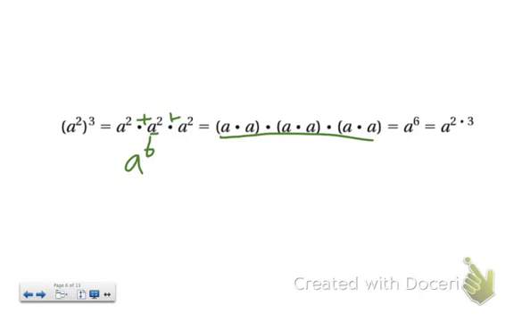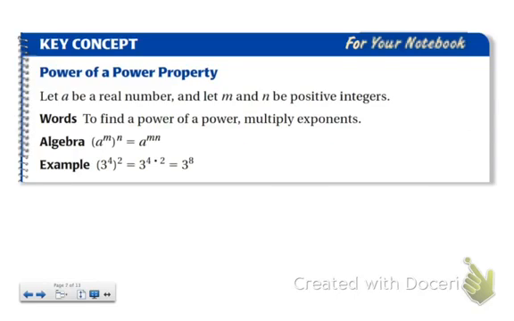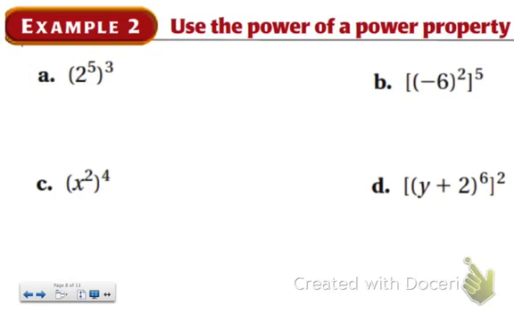So anytime you have a power raised to a power, you are going to multiply. So we have the power of a power property. To find a power of a power, multiply exponents. So a to the m raised to the n is a to the mn. For another example, 3 to the 4th squared is 3 to the 8th. We're going to multiply 4 times 2.